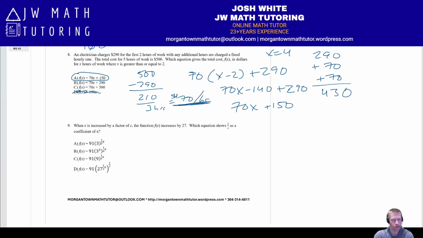So now you go through all the answer choices and you just plug in 4 for x, and you see which of these equals 430. Okay, it's going to be A. B is going to be 280 plus 290, which is 570. Wrong. D is going to be 100 times 4, which is 400. Wrong. C is going to be 280 plus 500. That's going to be 780, which is wrong. So again, it just confirms correct answer is letter A.